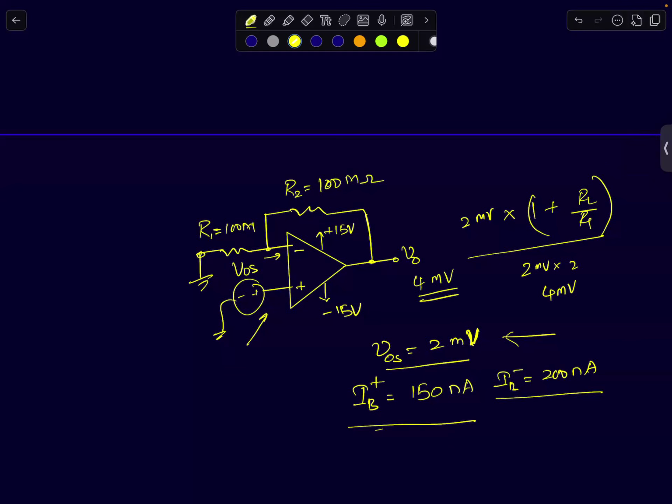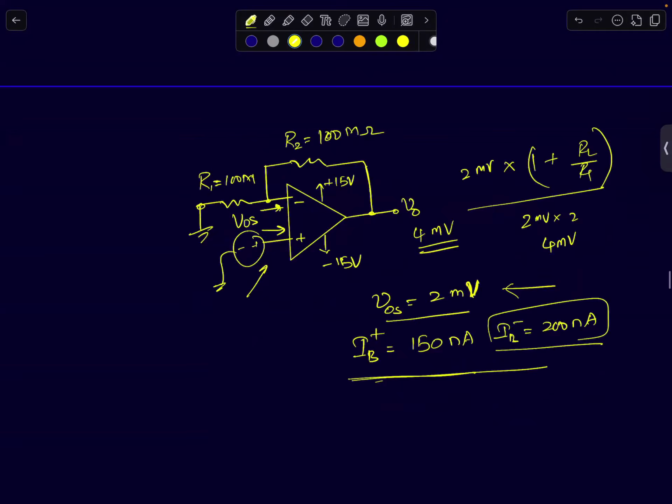Now look at the second non-ideality, which is your bias currents. Now can you tell me what will be the impact due to bias currents. The I plus really doesn't matter. It's anyways flowing into the ground. The inverting terminal bias current, IB minus, matters to us.